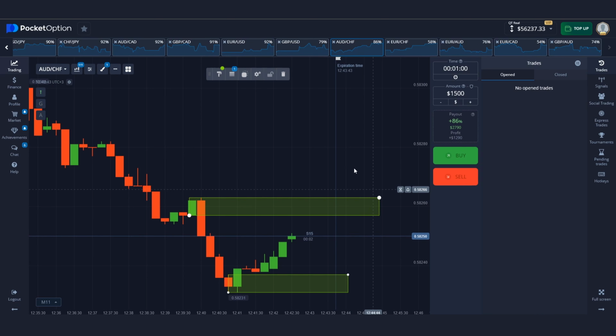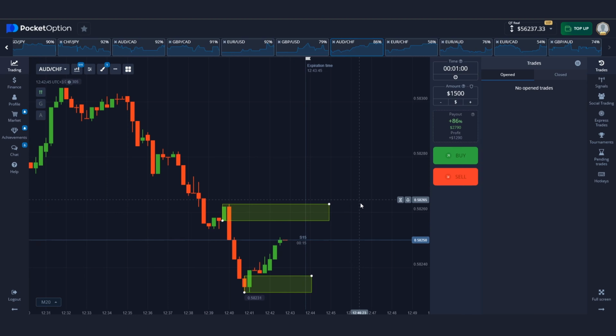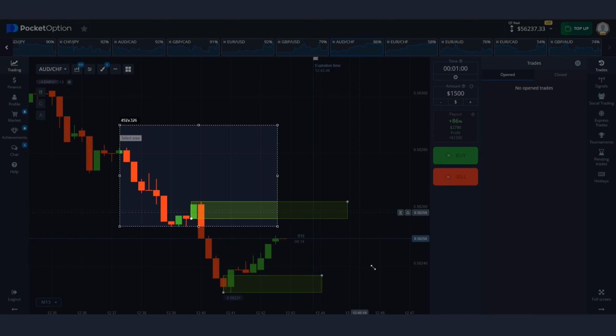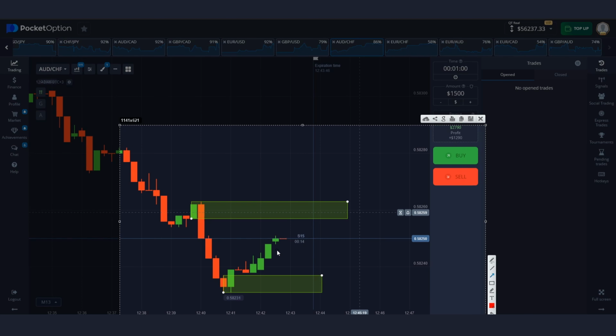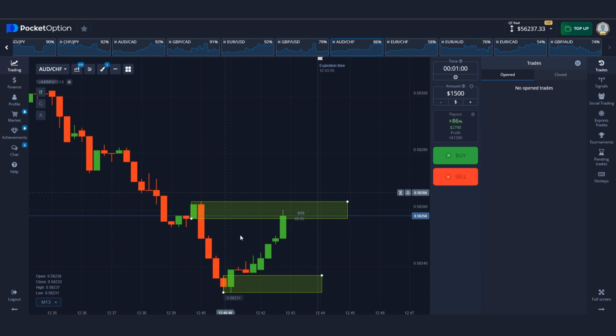And just like with imbalance, the logic of this tool is that the price comes to your order block and gets a bounce. Just like with imbalance, the price has already come to this order block. But let's ask the BoosterBot where the price will go.